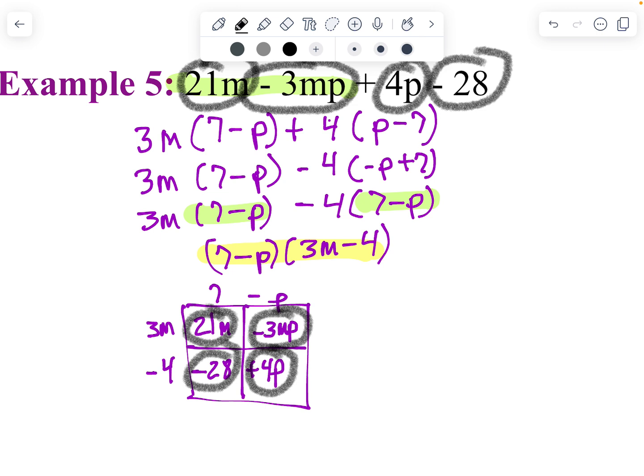So if you get parentheses that are the same numbers, but their signs are opposite, just factor a negative out of one of your terms. And if I have a leading coefficient that's negative, I would factor my negative out. Okay, let's give you some time to work on your assignment.